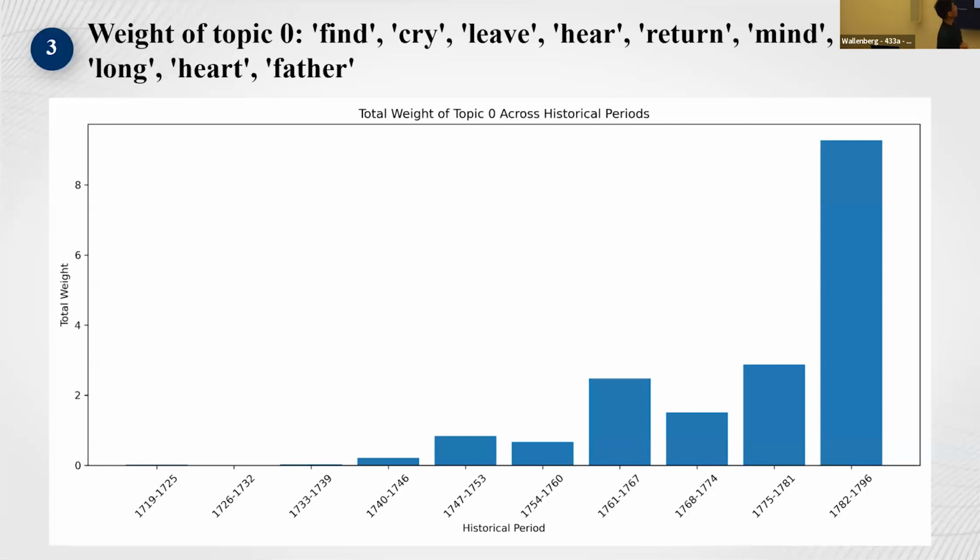This is the topic with the words find, cry, leave, hear, return, mind, answer, long, hard, father. But I have to admit that find is a very common verb and does not indicate much about our novels. So the next word that comes into my view is cry, which I think is differentiating among different novels. So this is the distribution of this topic in the novels by periods.